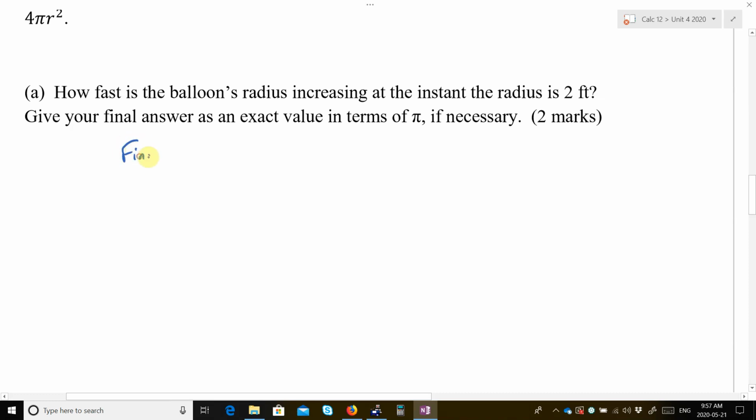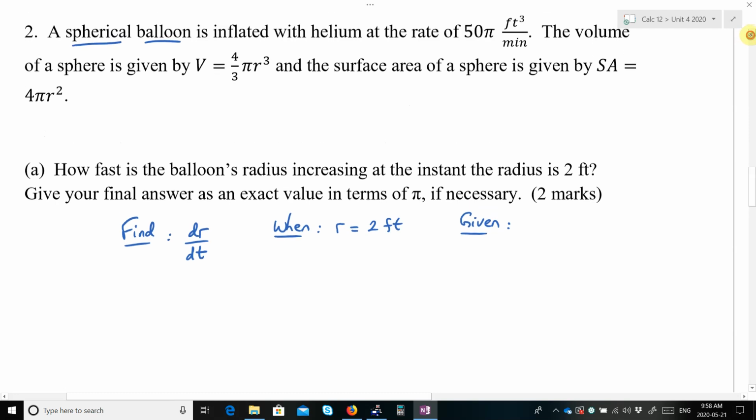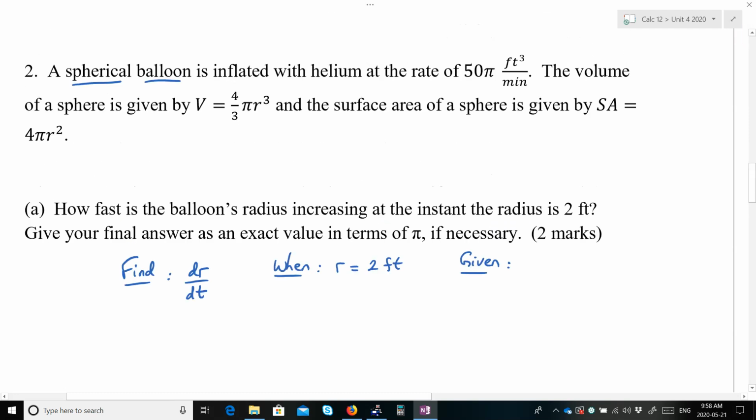Okay, so let's do the find when given thing. How fast is the balloon's radius increasing? So we want to find the change in radius with respect to time at the instant the radius is 2 feet, so when r equals 2 feet. Given, we'll go back up here to find our given information. A spherical balloon is inflated with helium at a rate of 50 pi cubic feet per minute. That is the change in volume with respect to time.